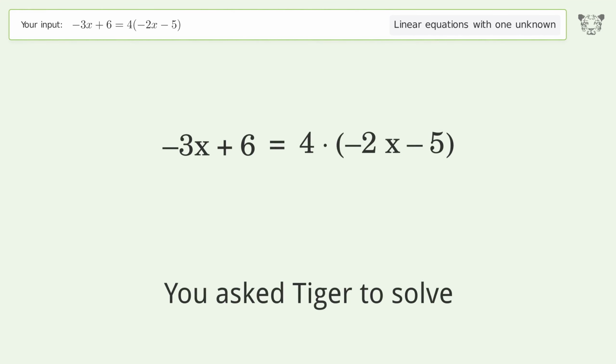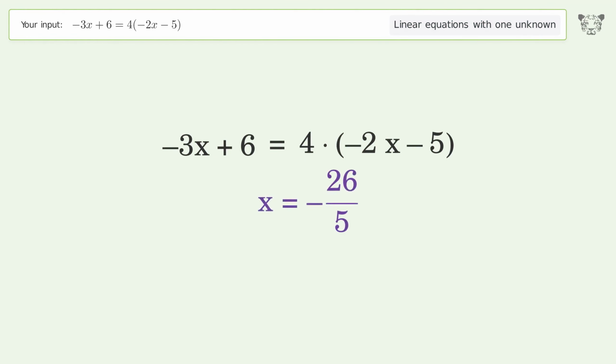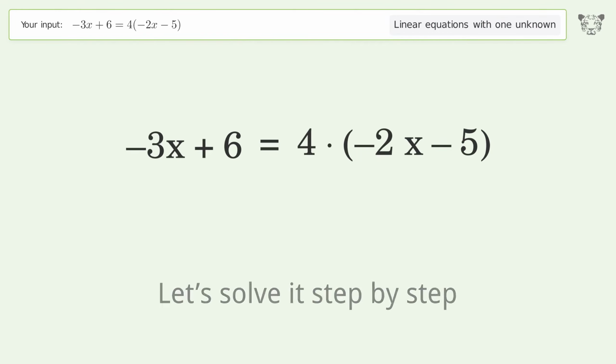You ask Tiger to solve. This deals with linear equations with one unknown. The final result is x equals -26/5. Let's solve it step by step.